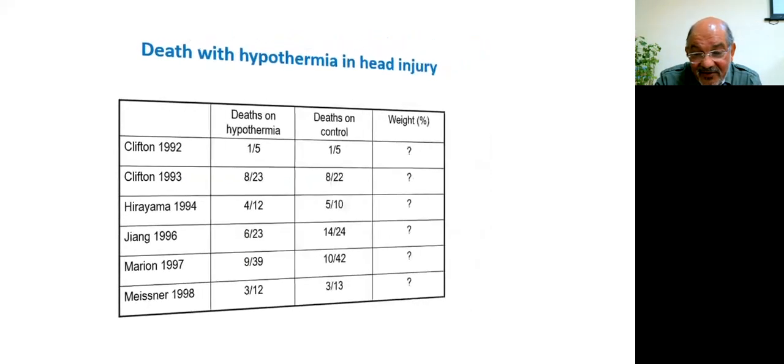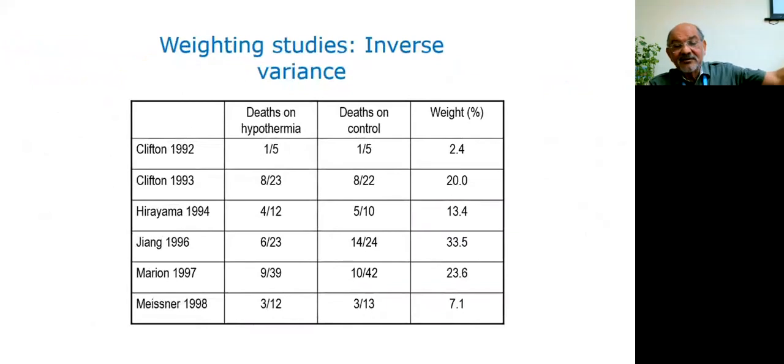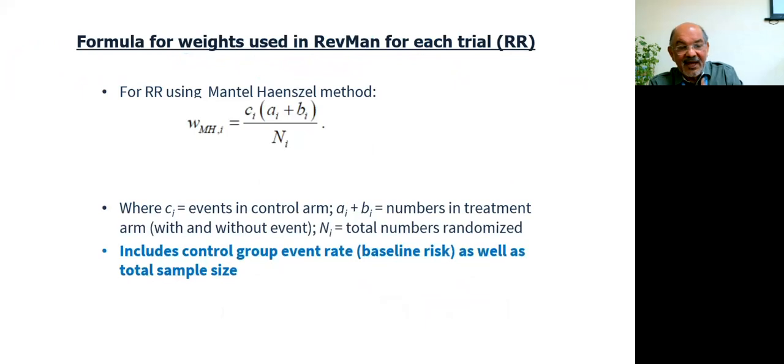Anyway, if you look at the weights given to the studies, Jiang got the most weight, followed by Marion. You don't have to worry about it. The program will do it for you. But this is the principle on which weights are given. If you look at the formula, the weight given to each study is the number of events in the control arm, times the total number of people given the treatment, divided by the total number randomized in that arm. That's it. Therefore, the control group event rate or the baseline risk, as well as the total sample size, determines what the weight is.